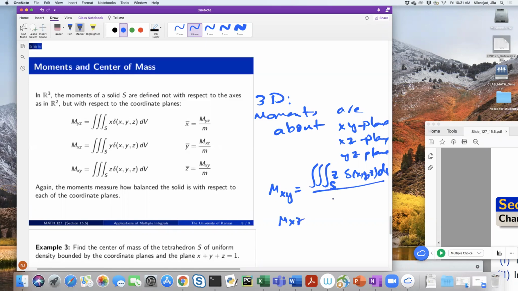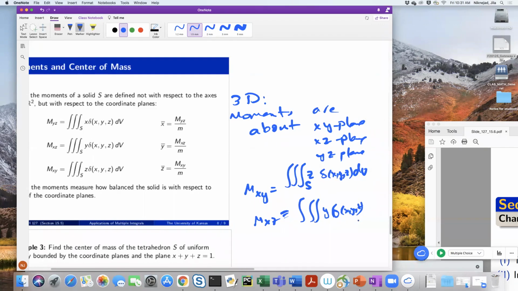And M sub XZ similarly, I'm still doing the moment, right? And similarly for that one, it's the variable that is missing. My interest is not so much in moments; my interest is the center of gravity or center of mass. And then what is missing? x.